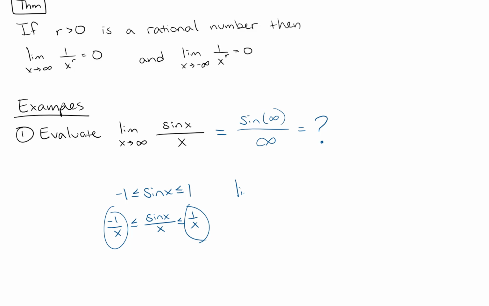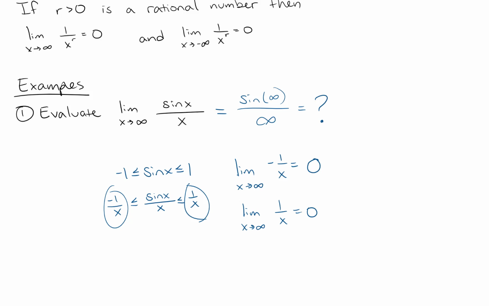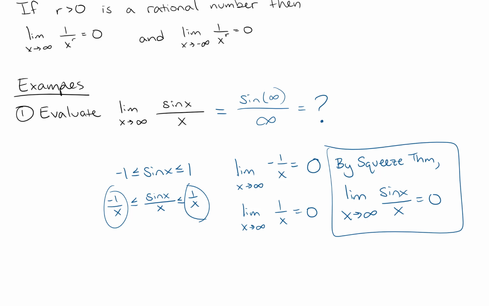So if I do that, limit as x approaches infinity, I'll start with the function on the left, negative 1 over x. Well, that is going to be 0. And if we look at the limit as x approaches infinity of 1 over x, that also equals 0 by our theorem above. Therefore, by the squeeze theorem, we can say that the limit as x approaches infinity of sine of x divided by x also equals 0.